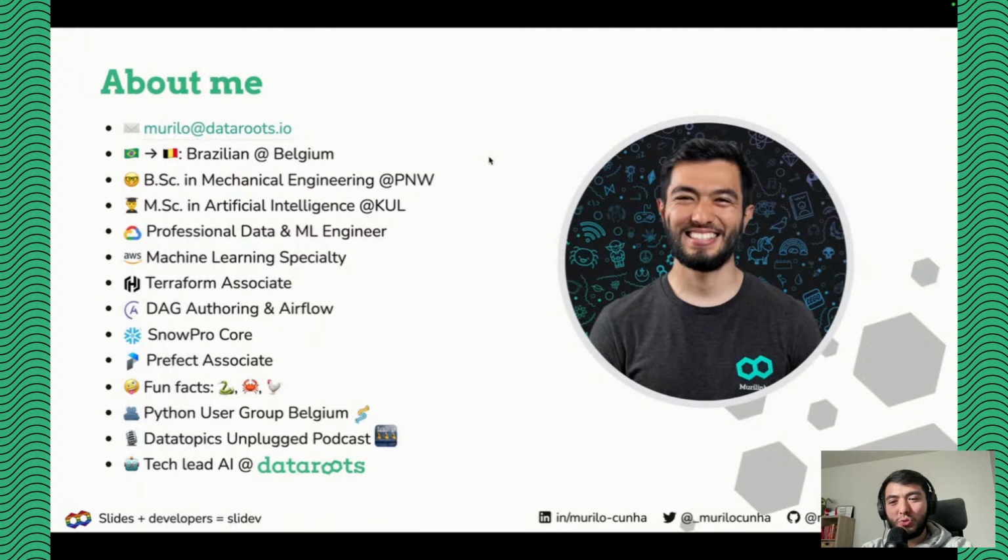For the people in the live stream, I think most people know me, but if you wonder in this video afterwards for some reason, some quick information about me. My name is Murilo. I'm from Brazil, and I live in Belgium. I have a mechanical engineering background and a master's in artificial intelligence. I have some certifications, which is not super relevant. Python is my main go-to language. I'm also trying to learn more about Rust.